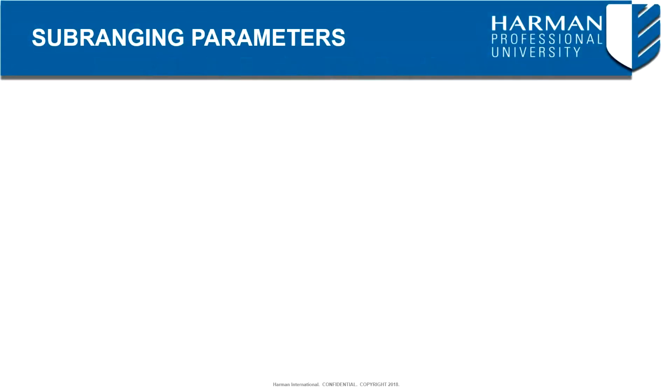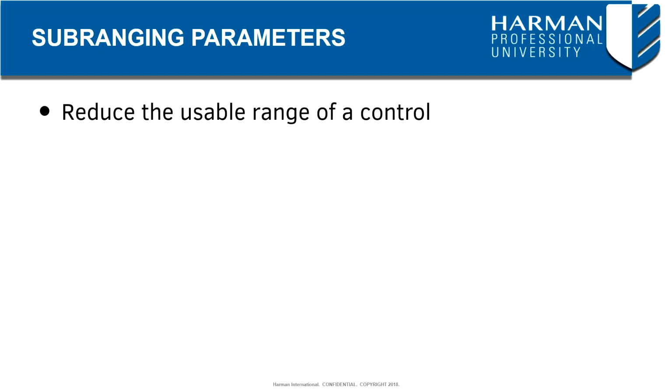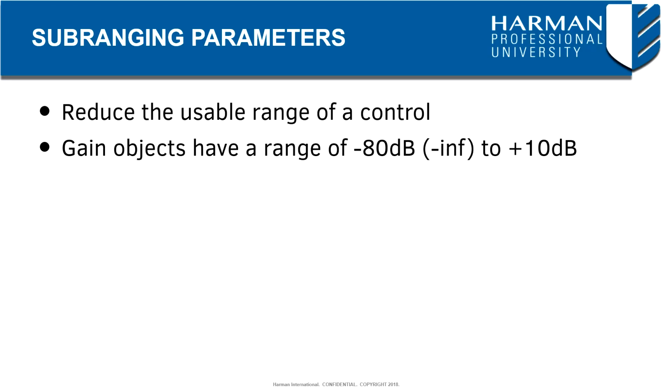First off, what do we mean by subranging parameters? Subranging a parameter is to reduce the overall usable range of the control. Processing objects such as the gain, gain timed, gain and input, and mixer variants found in Soundweb London devices allow us to raise or lower the level between the range of -80 and +10 dB. In some instances, an application may dictate that we reduce this usable range. It may be wished that we only have a range of -40 to 0 dB.